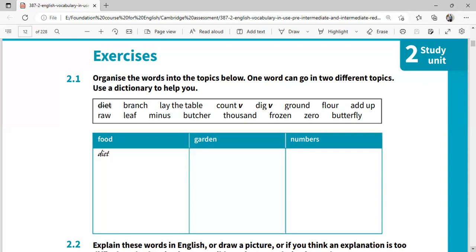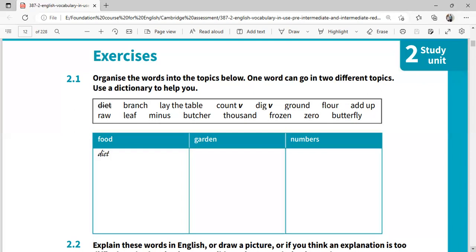Leather: table football. Count: numbers. Dig: garden. Ground: garden. Flow: food. Add up: numbers. Raw: food. Leaf: garden. Minus: numbers. Butcher: food. 1,000: numbers. Frozen: food. 0: numbers. Butterfly: garden.